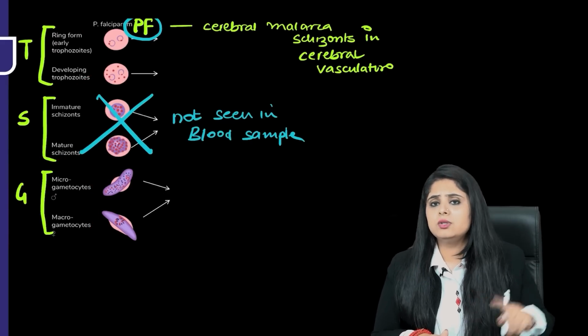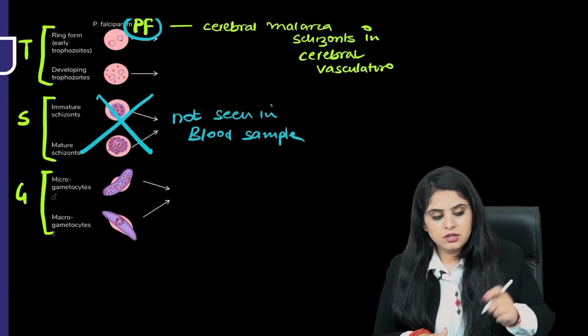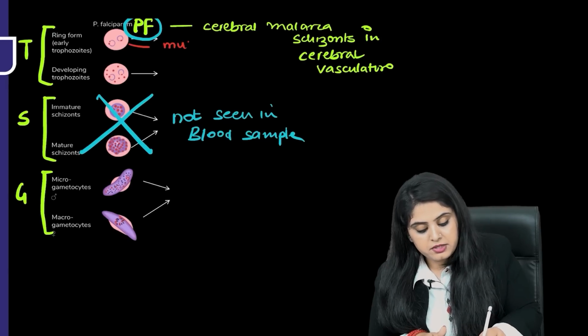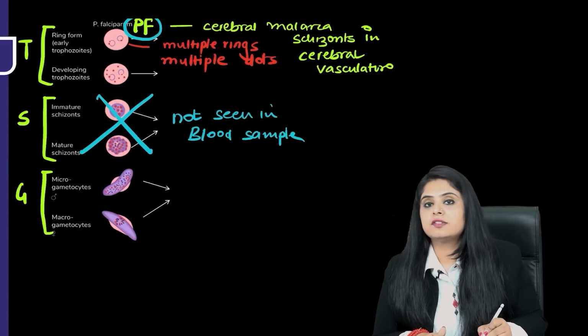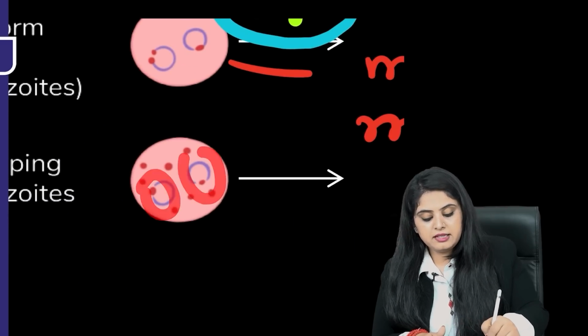So how does the trophozoite look like? Do the opposite of Vivax. Vivax was one ring, one dot, isn't it? So what is this trophozoite going to be over here? There are going to be multiple rings and there are going to be multiple dots. You can zoom in and see. You're seeing two rings, and they're having two dots.